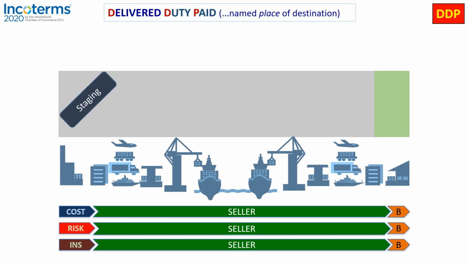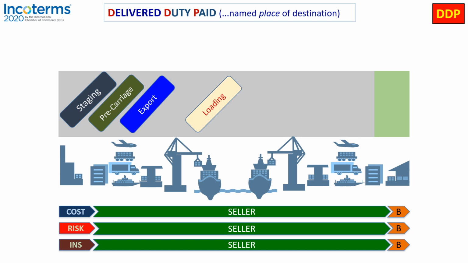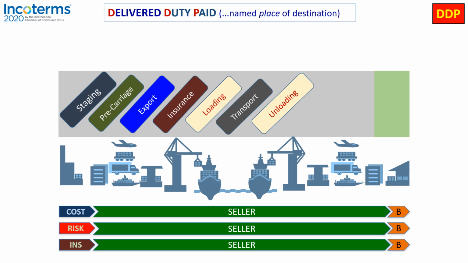So all the general terms remain the responsibility of the seller: the staging of cargo, pre-carriage, export clearance, loading onto main carriage, transportation costs, offloading from main carriage, insurance up to the point where they are taking the risk, the point of delivery, and import clearance. So this is one major difference. You will find that in all the other terms, the import clearance is the responsibility of the buyer. In the case of DDP, the import clearance is the responsibility of the seller.